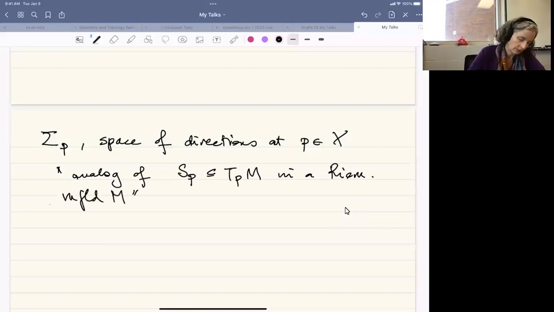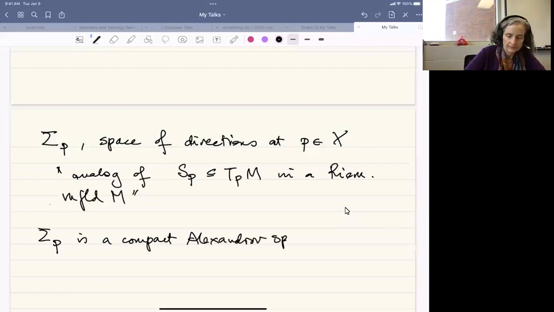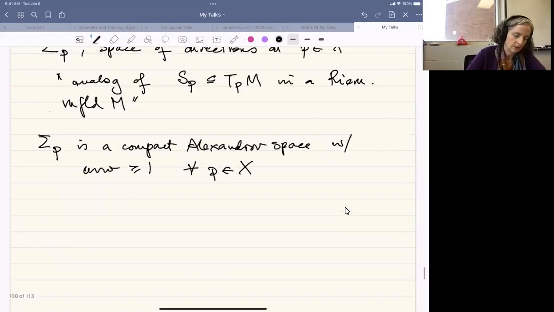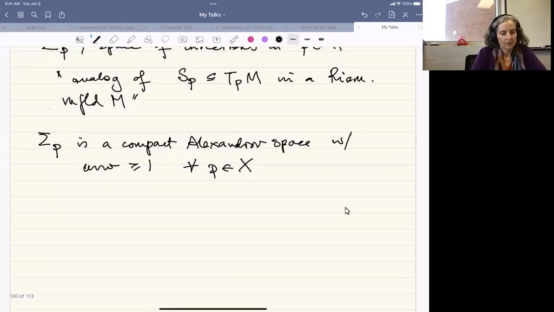Okay, so what else do we know about the space of directions? It's going to be a compact Alexandrov space itself. And here, though, the lower curvature bound is 1. It's true for all p in my Alexandrov space. Okay, so the space of Alexandrov spaces properly contains the space of Riemannian manifolds with a lower sectional curvature bound.